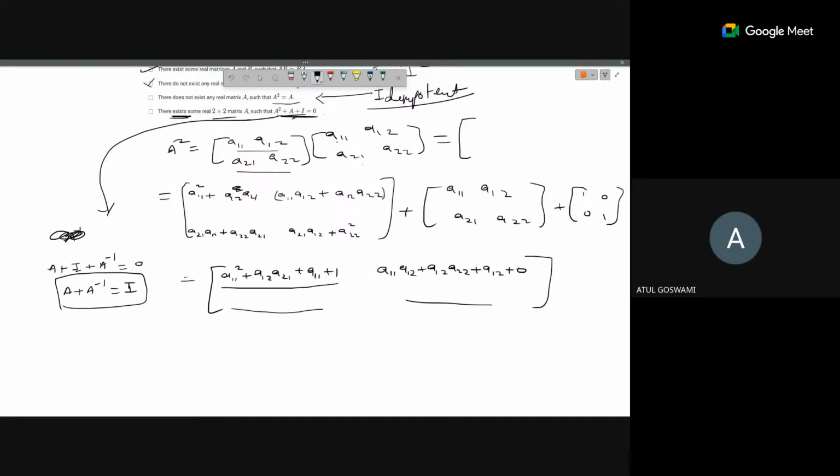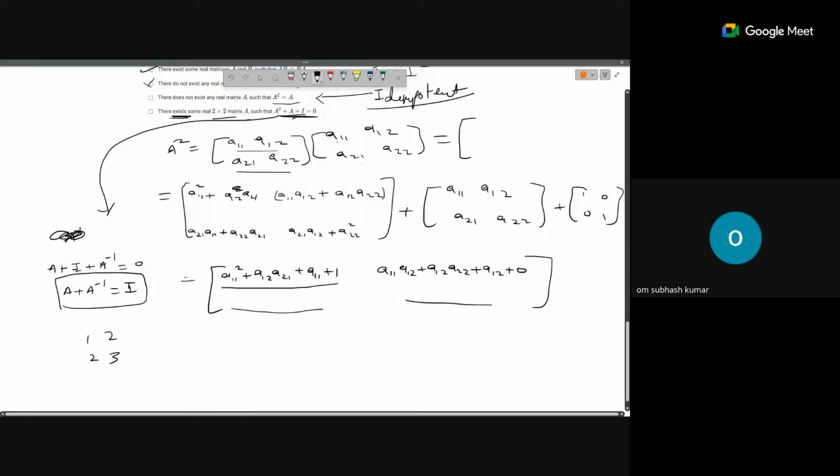We can take an explicit example. Somebody said I have solved this question. Can you tell me your method? Sir, I have assumed the matrix A is 2 by 2, with entries 1, 2, and 2, 3, and squared it, then added it, and I is 1, 0, 0, 1. When we multiply and sum it all, I will get a 0 result.